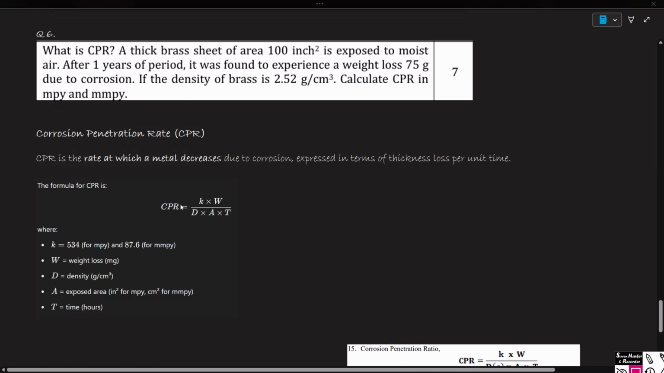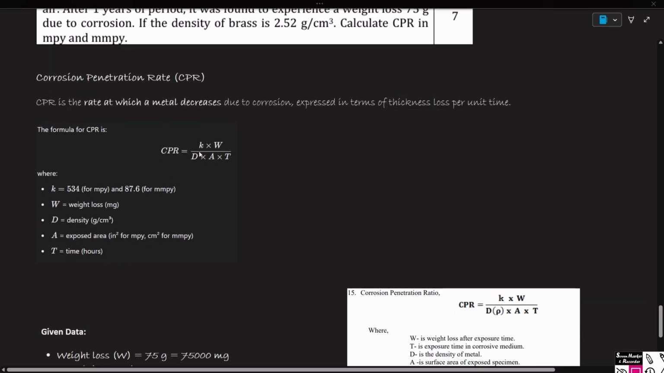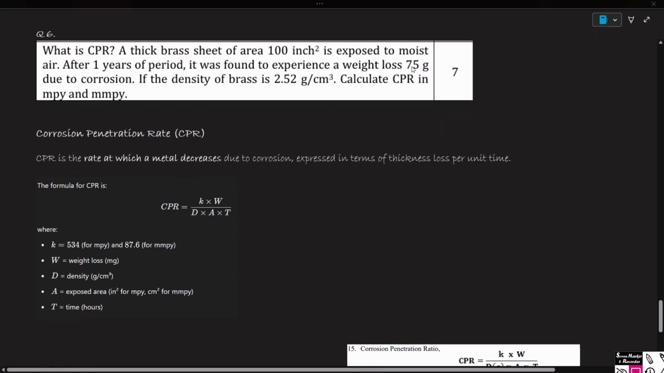So the formula is CPR equal to K into W divided by D A T, where K stands for constant, 534 for MPY and 87.6 for MMPY. Here W stands for weight loss. The weight loss here is 75 gram. And density is given, which is 2.52. We don't need to change this, and we need to convert the weight loss into milligram.